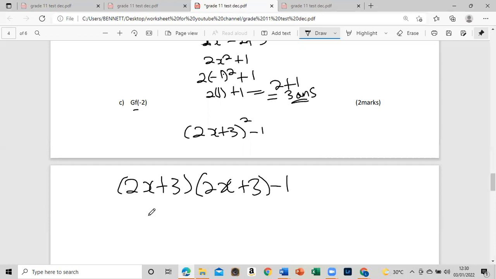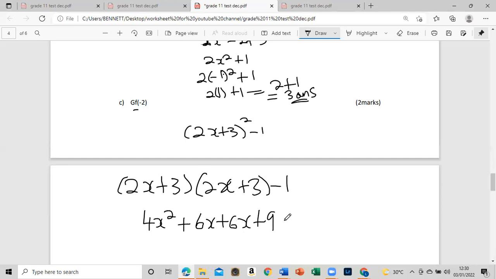Alright, so 2x times 2x gives me 4x squared. 2 times 3 gives 6x. Tell me if I'm wrong. 12x, because 3 times 2 is 6. It's 6x, I see it. I didn't consider that it's 2 and 3.